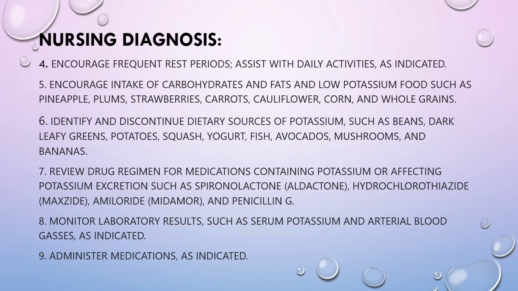Also encourage intake of carbohydrates and fats and low potassium foods such as pineapple, plums, strawberries, carrots, cauliflower, corn, and whole grains. Also identify and discontinue dietary sources of potassium such as beans, dark leafy greens, potatoes, squash, yogurt, fish, avocados, mushrooms, and bananas. Also review drug regimen for medications containing potassium or affecting potassium excretion such as spironolactone, hydrochlorothiazide, amiloride, and penicillin G.